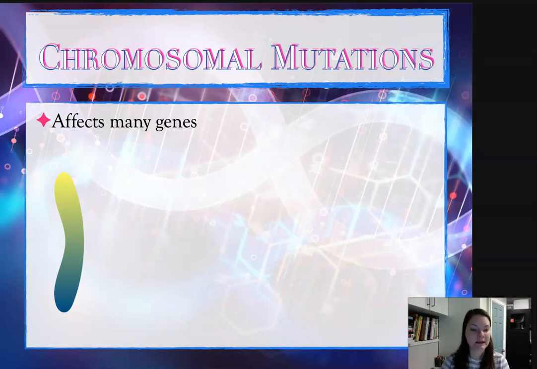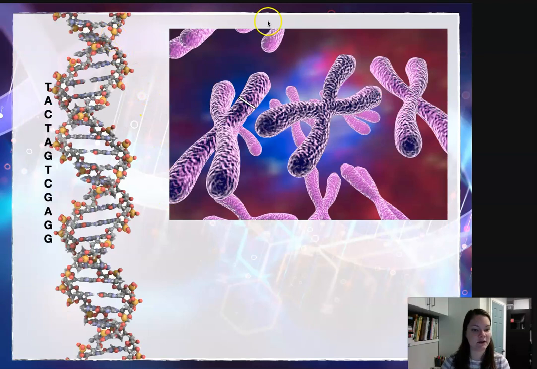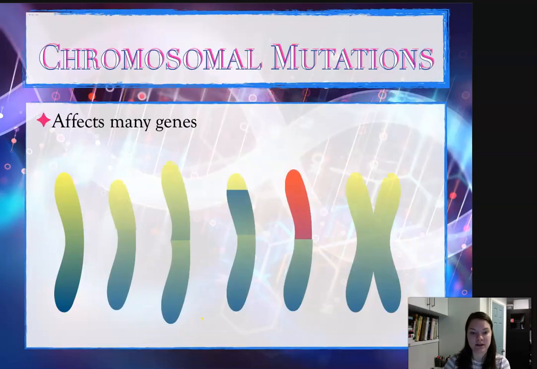Okay. In addition, if chromosomal mutations involve a whole bunch of genes, we can have much, much smaller mutations that really just affect part of a gene. And those are going to be our point or our gene mutations, where just one or a couple of nucleotides will be affected.